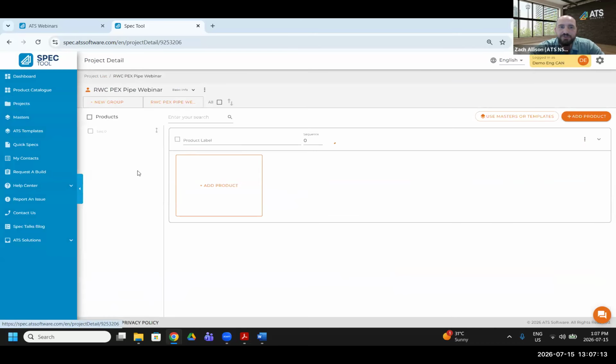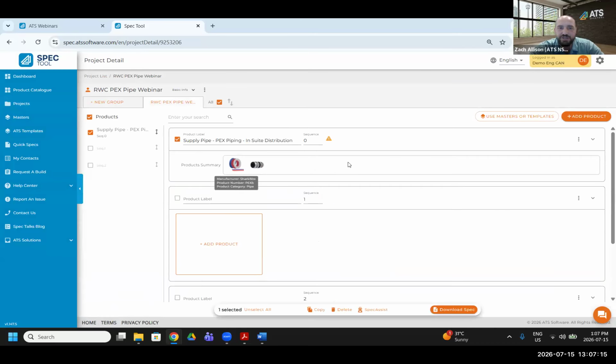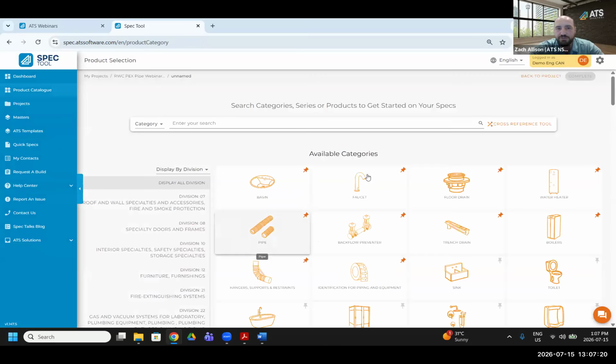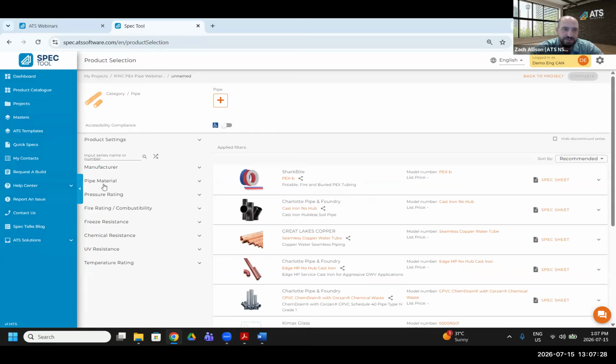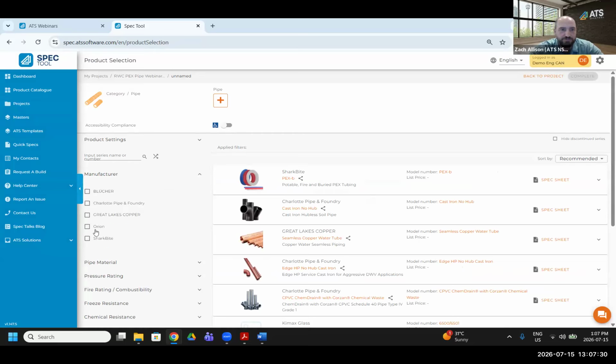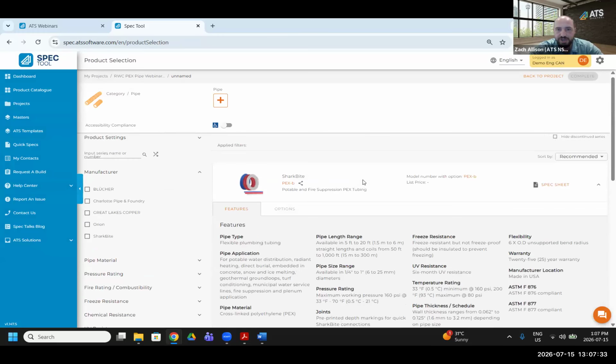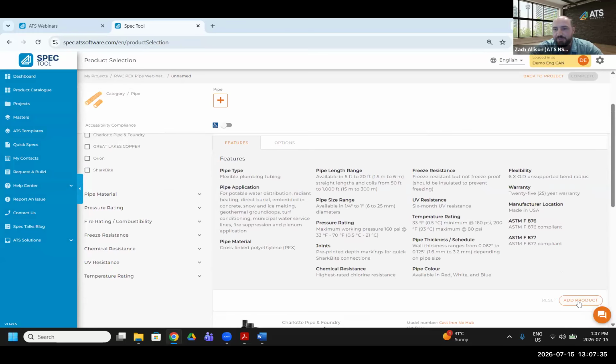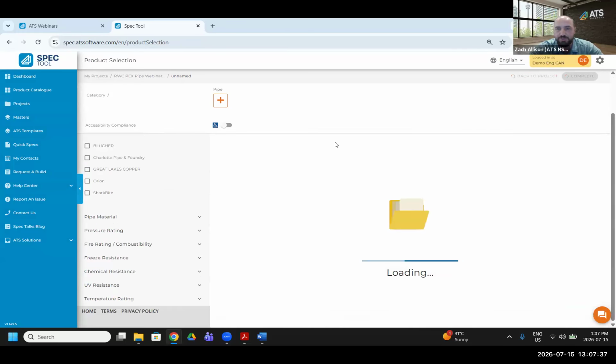So I've already created this RWC PEX piping. We've got a selection in here. Let's show you again. We went through the category selection, which is this method here, where you can go in, filter down by any of these options: chemical resistance, fire resistance, combustibility, manufacturer even. We can configure our PEX-B piping if need be. Once we add a product, we get the fixture chain, which promotes any additional products that are needed. So if we were doing, say, a plenum rating, this might come with insulation for those types of products. But we'll go back to the project.